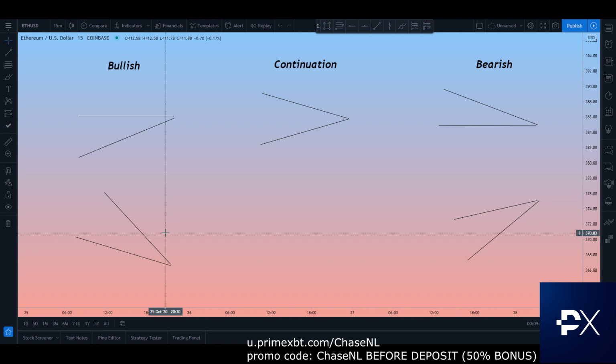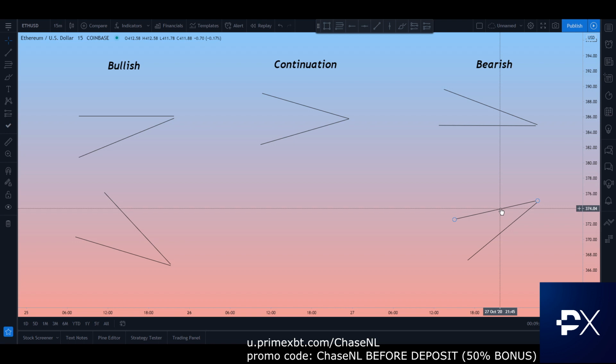Okay, so first off, these are our bullish formations: ascending triangle, falling wedge. This is our continuation. Which basically, whichever way we're going, whichever way the trend is, continuation. These are our bearish formations, the descending triangle, and the rising wedge.